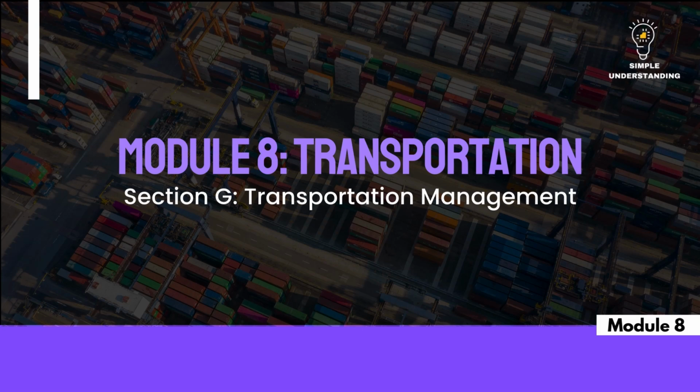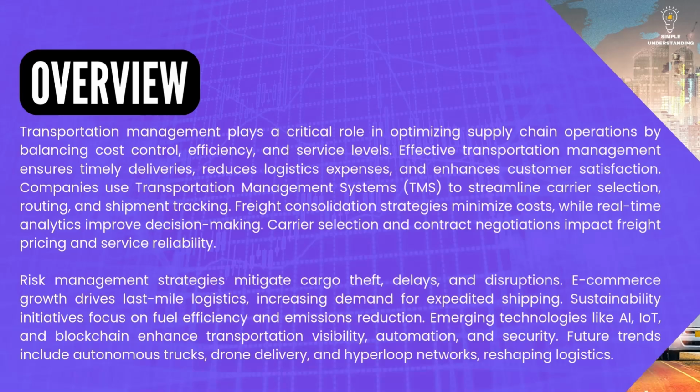Section G. Transportation Management. Overview. Transportation management plays a critical role in optimizing supply chain operations by balancing cost control, efficiency, and service levels. Effective transportation management ensures timely deliveries, reduces logistics expenses, and enhances customer satisfaction.